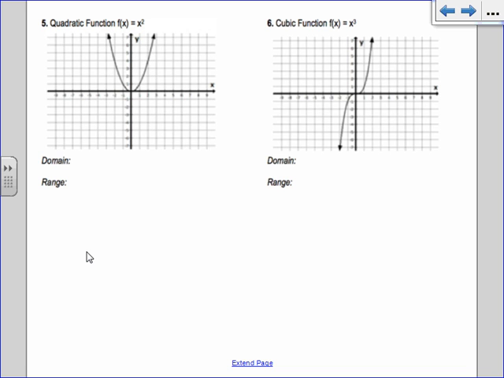Quadratic function. This is f of x equals x squared. Its domain, negative infinity to infinity. Its range, 0 to infinity. So when I'm putting a bracket, remember that means it includes that point. It includes 0. Cubic function, another easy one, negative infinity to infinity, and it's also negative infinity to infinity for its range.